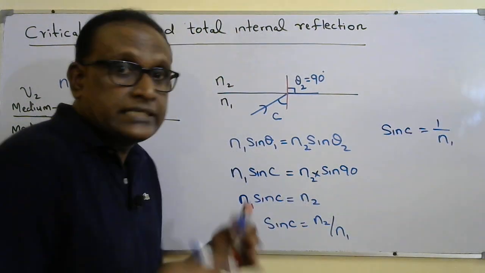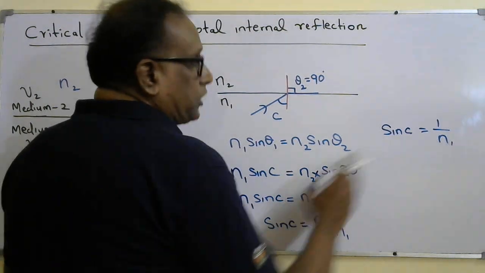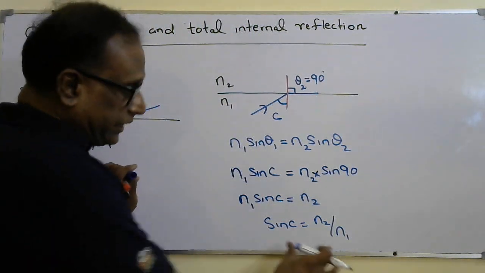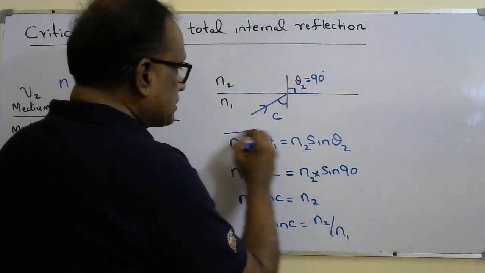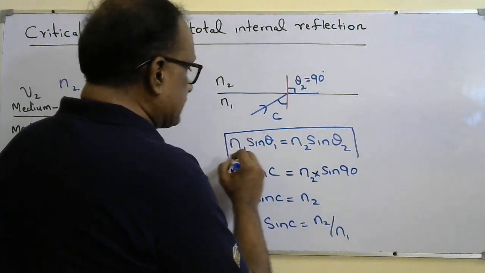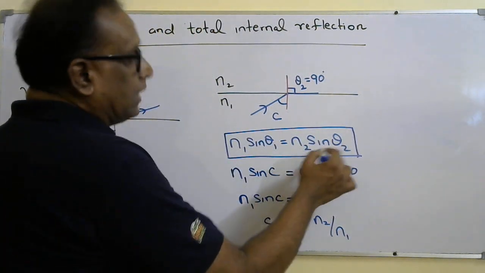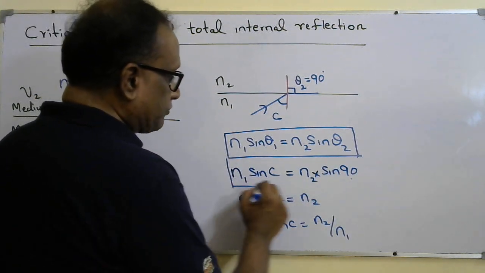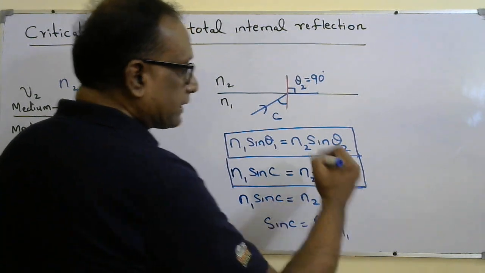That's the equation used in IGCSE. But here we don't use that, because that is true only when the second medium is air. So better use this format. You can start with Snell's law and proceed by putting the second angle 90 degrees and continue with this format. You will come across the correct answer.